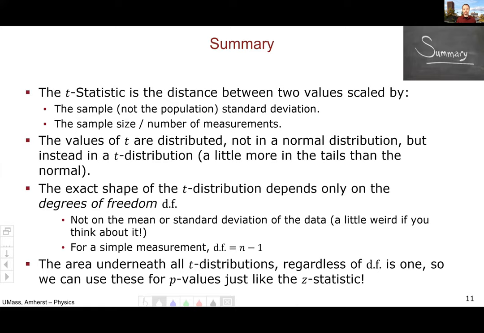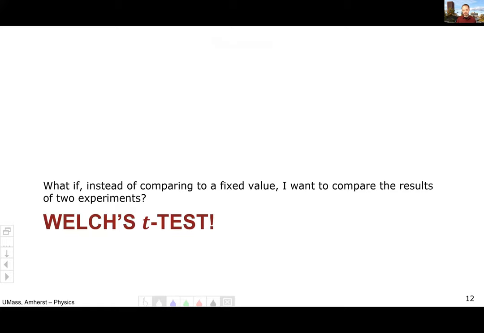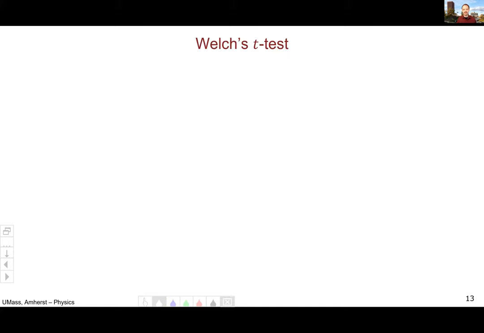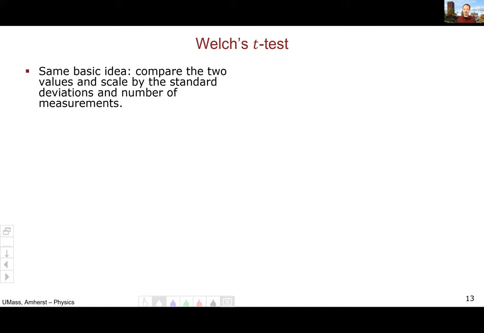All right. So that's the simple case of comparing our experimental result to some theoretical value. What if instead of comparing to a fixed value, I want to do something much more interesting and compare the results of two different experiments? Well, that's where a slight adjustment to the t-test, student's t-test, comes in. And we're going to use what's called Welch's t-test. So Welch's t-test is the same basic idea. You compare the two values and scale by the standard deviations and number of measurements.